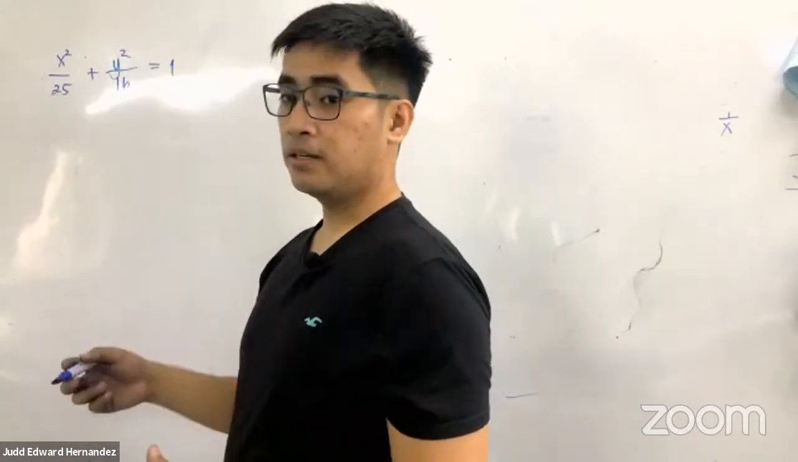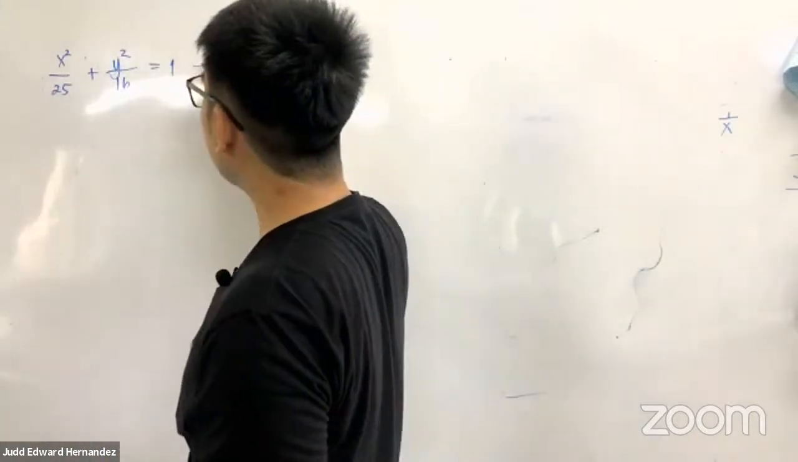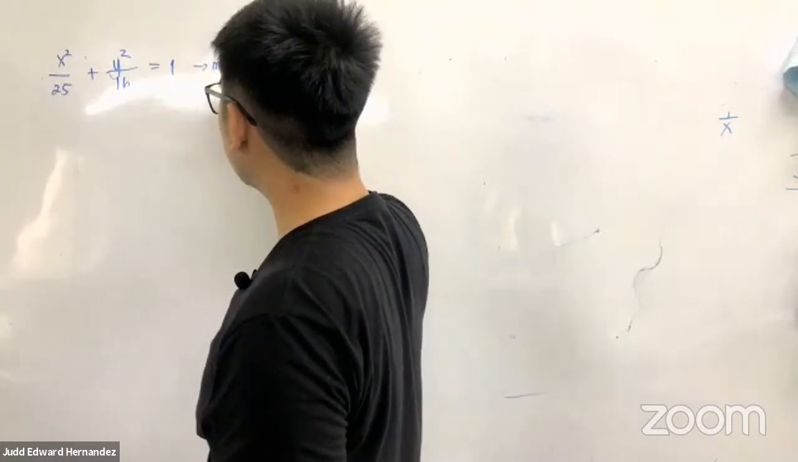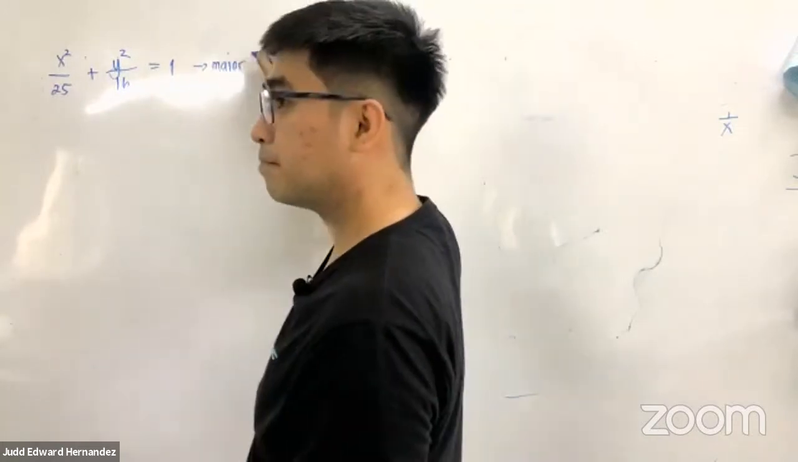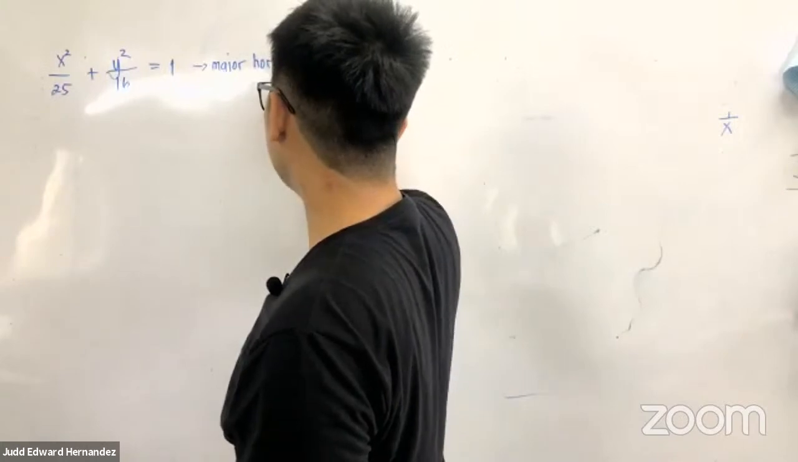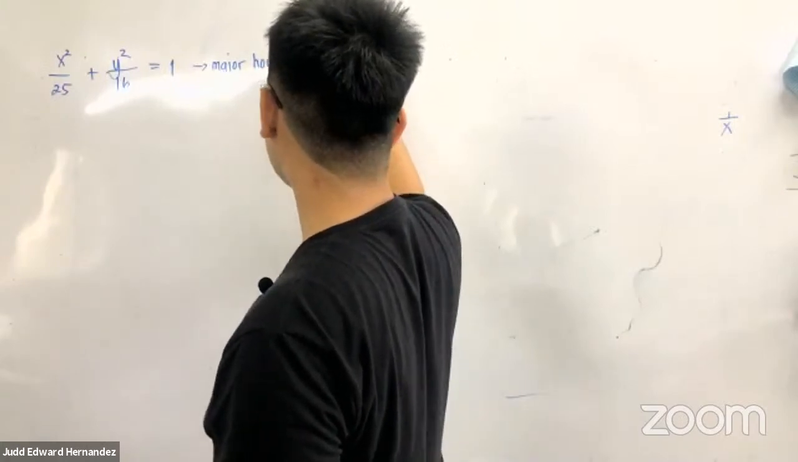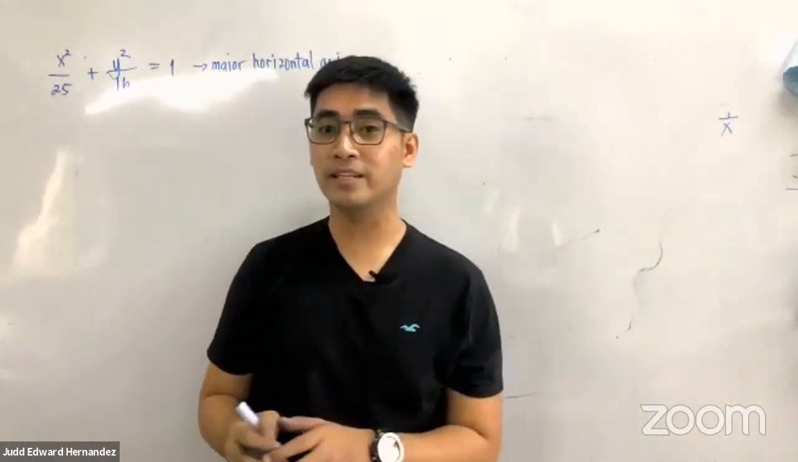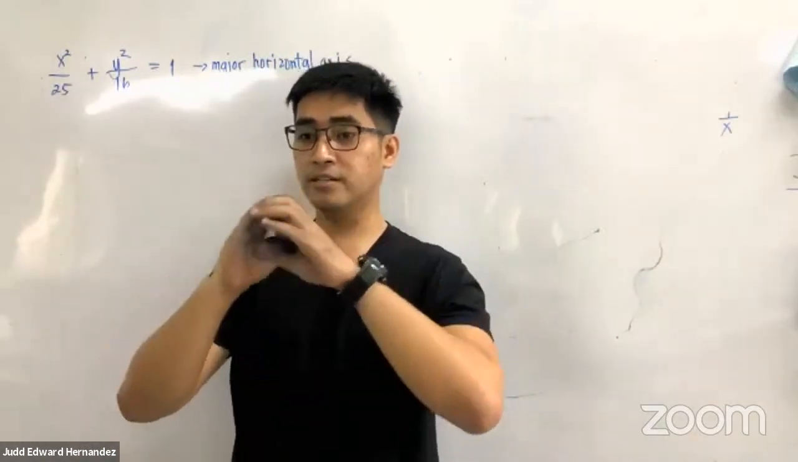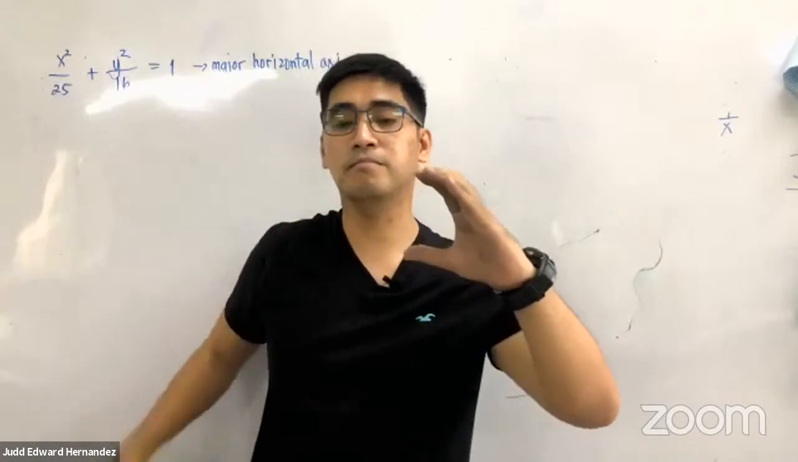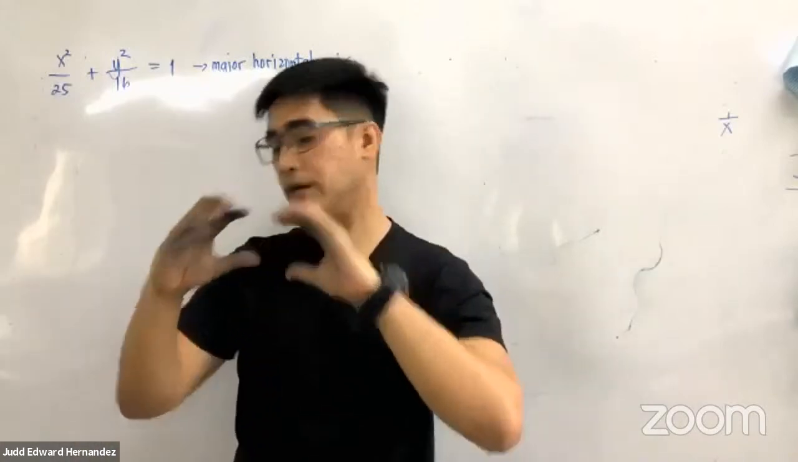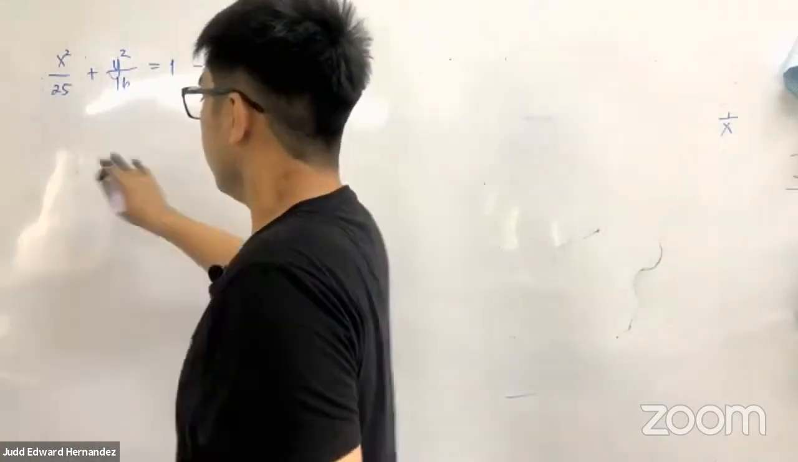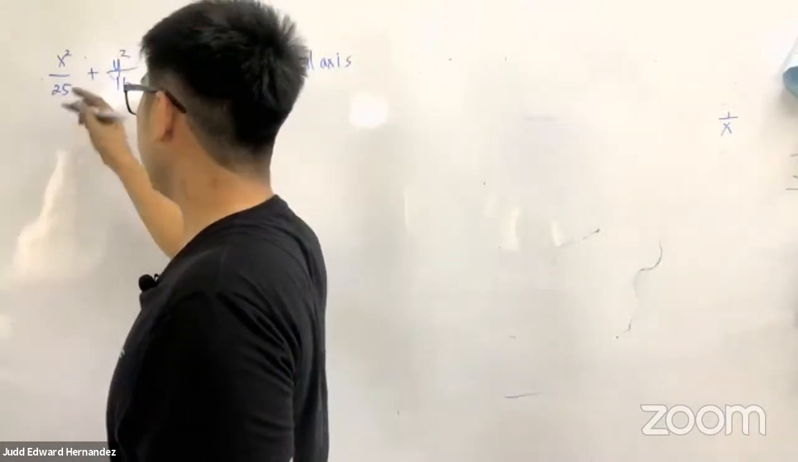25. Okay. Sino kasama ni 25? X squared. Okay. Anong masasabi natin sa kanya? This is major horizontal. Very good. This becomes major horizontal axis. If this is major horizontal axis, anong itsura ng ellipse natin? It looks like a burger. So, ibig sabihin pag ganito yung ellipse natin, magiging itsura siya ng burger.